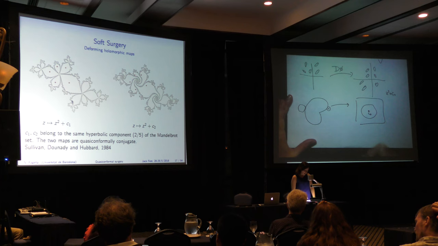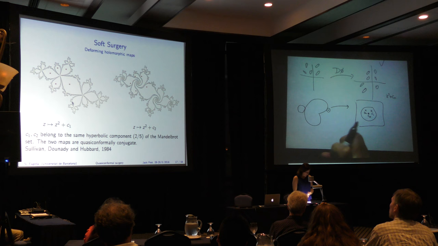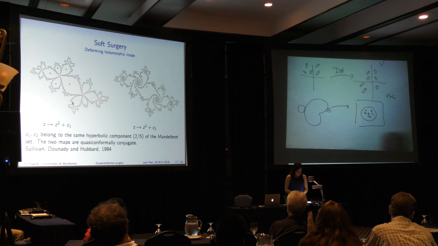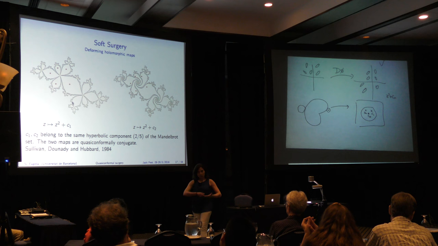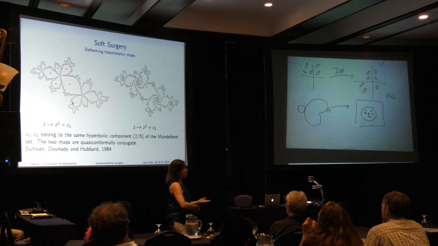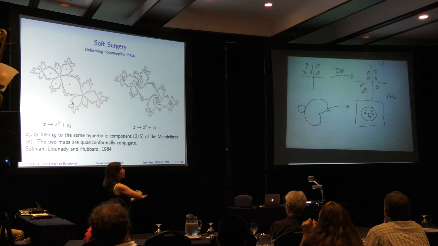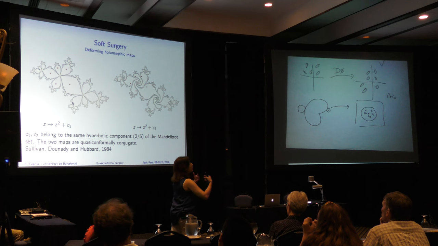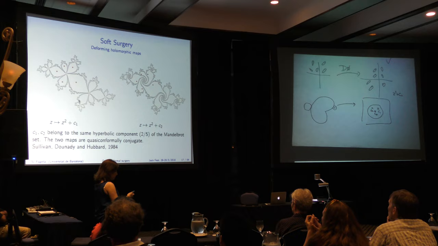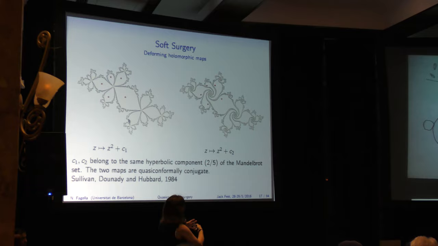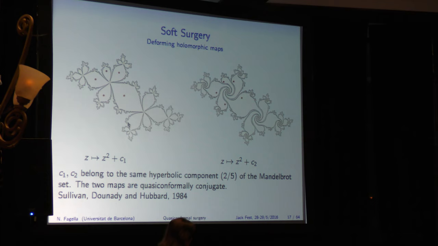But instead, if you take two c values in the hyperbolic component, all of them actually, any two c values in this hyperbolic component are quasi-conformally conjugate. They come from making this type of deformation, and in fact, it was the first instance of surgery that was ever done. And it allows you to parameterize the component and to do a lot of things. So surgery gives you constructions which afterwards have a lot of consequences, allowing you to prove many theorems in dynamics. Okay, so by doing this type of soft surgery, you can see how your holomorphic map, how your polynomial, moves as you move the parameter in the same hyperbolic component.